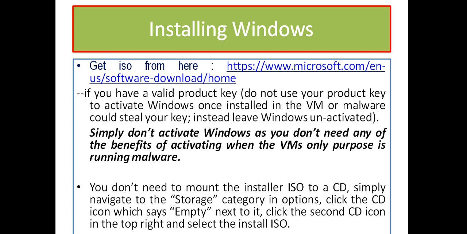So I'm keeping it bold. Simply don't activate Windows, as you don't need any of the benefits of activating when the virtual machine's only purpose is to run the malware. You don't need to mount the installer ISO to a CD. Simply navigate to the storage category in options. Click the CD icon which says empty next to it. Then click the second CD icon in the top right and select install ISO.